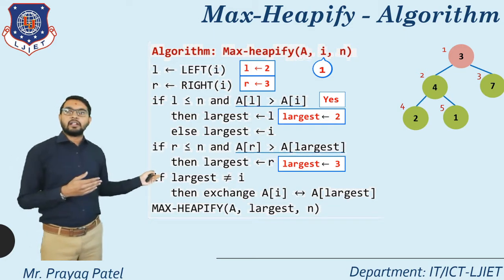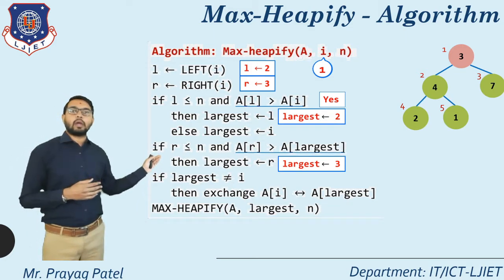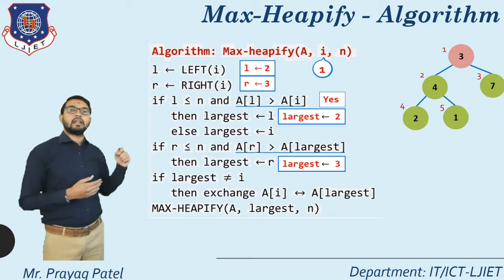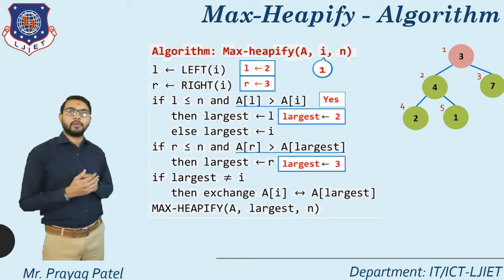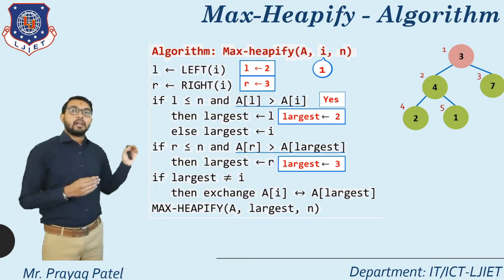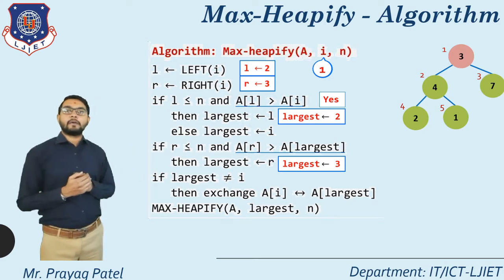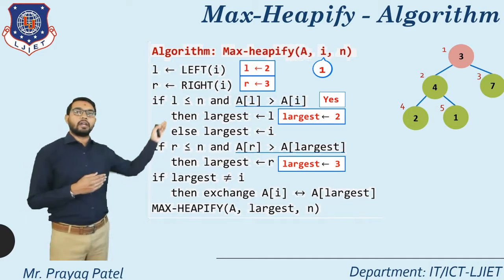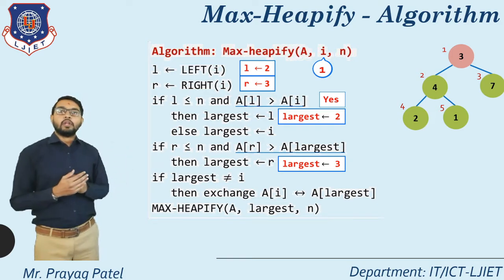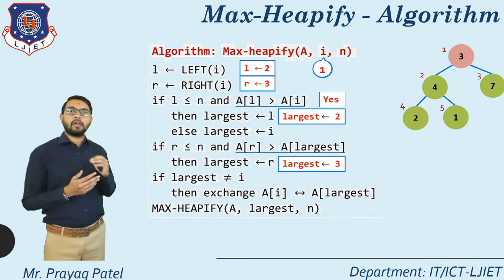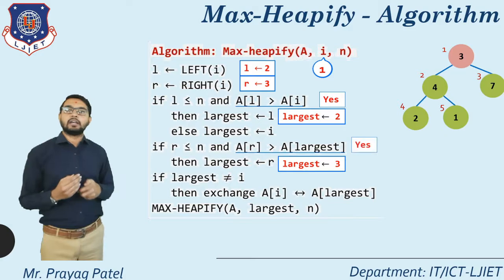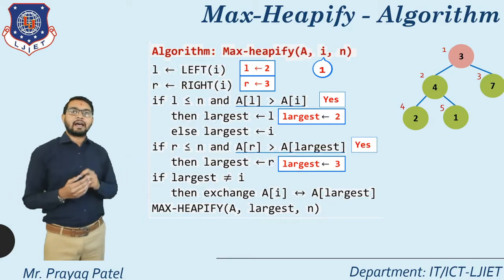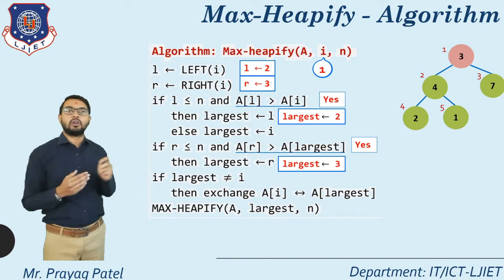Now consider the another if condition: if R is less than or equal to N, and A of R is greater than A of largest. Here we check the condition R less than or equal to N. Yes, because R equal to 3, N equal to 6. And A of R greater than A of largest: A of 3 greater than A of largest, and largest is already 2. So A of 3 is 7 and A of 2 is 4. So 7 is greater than 4, the condition is satisfied. Then largest equal to R, so largest is 3.